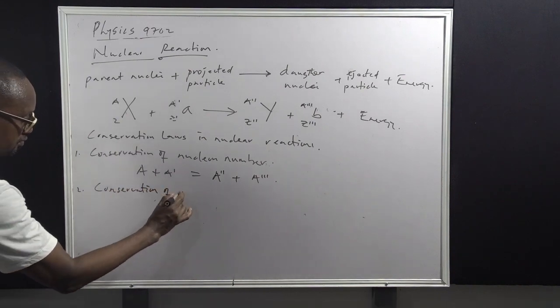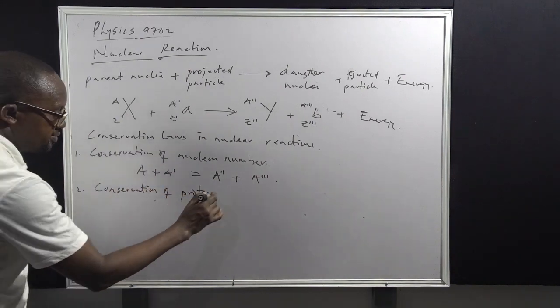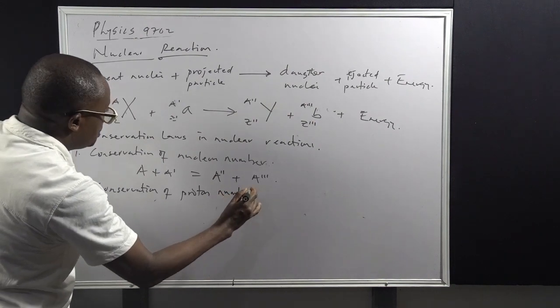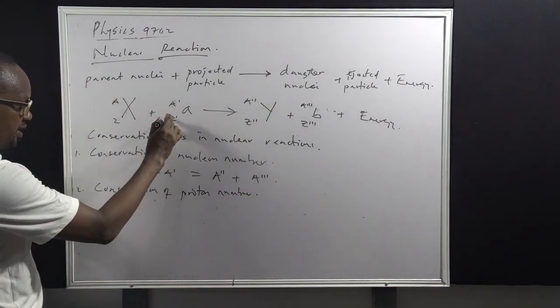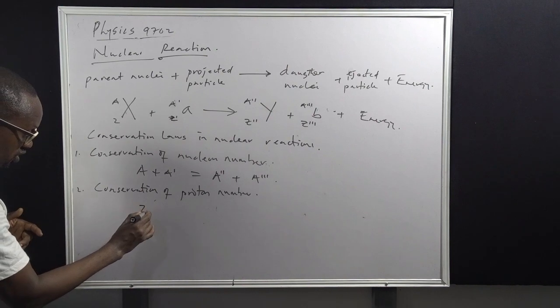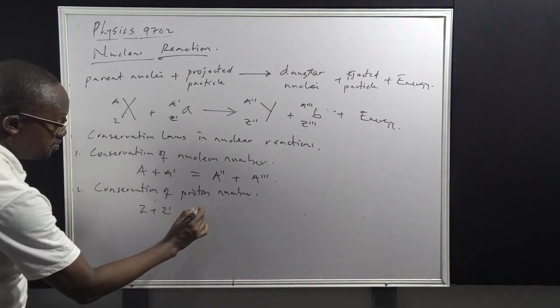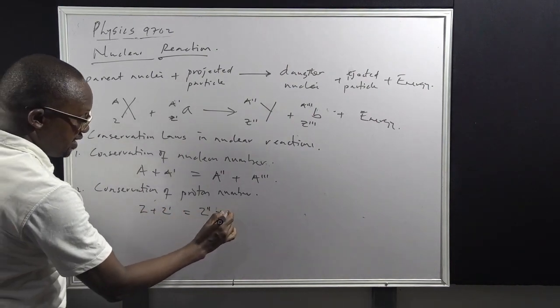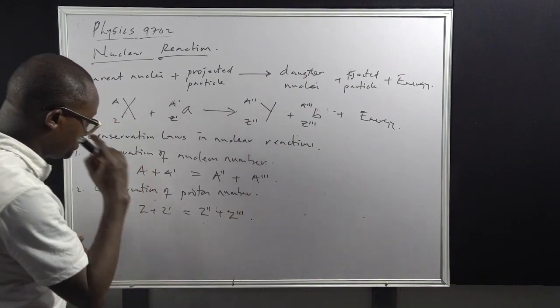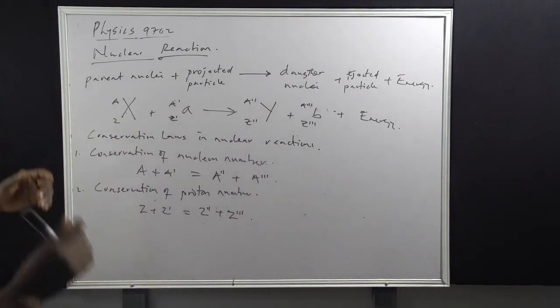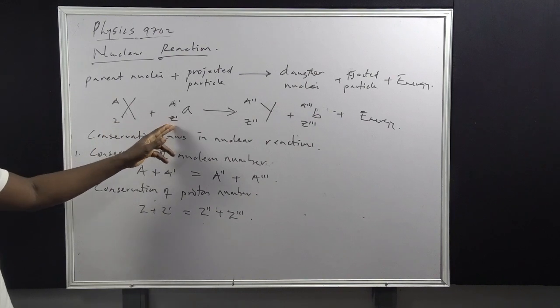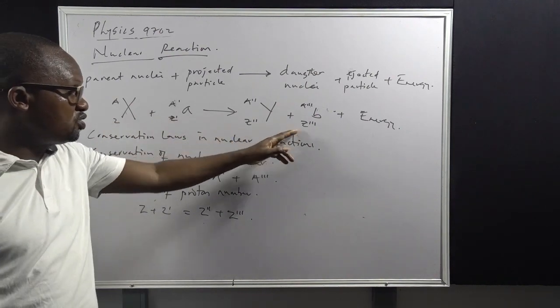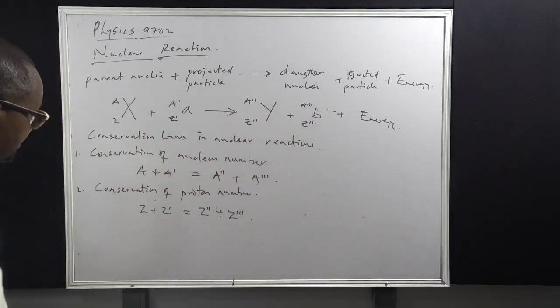Number two, conservation of proton number. The same way, the sum of proton numbers of the species on the left must be balanced by the sum of the proton numbers of the species on the right.